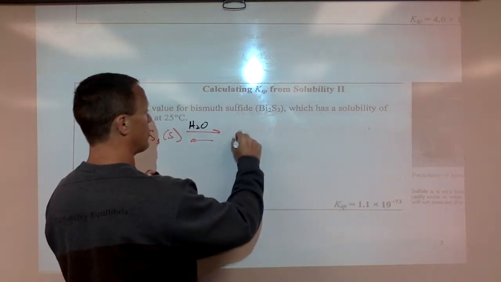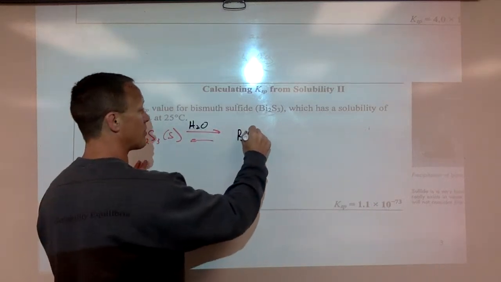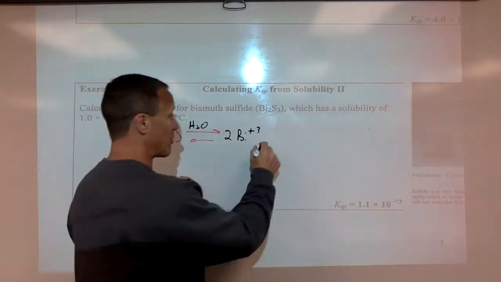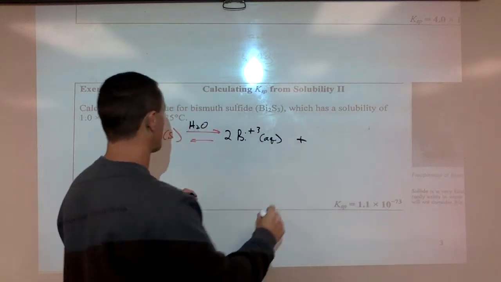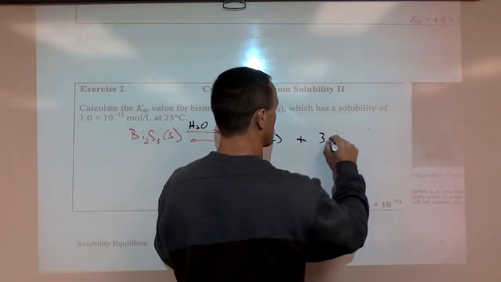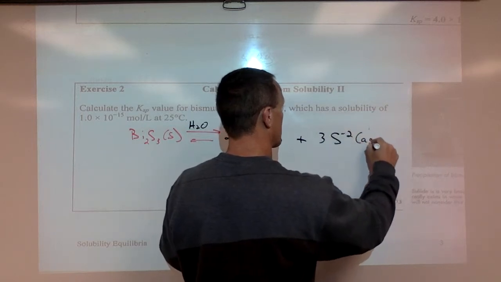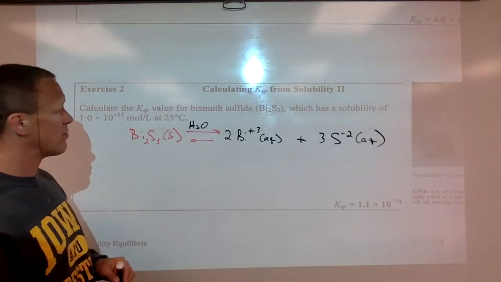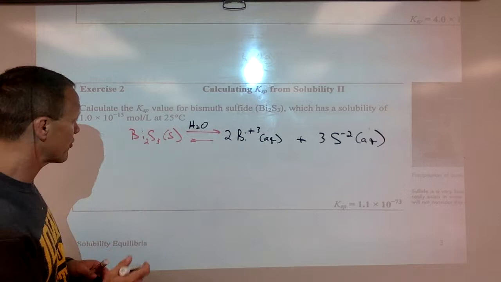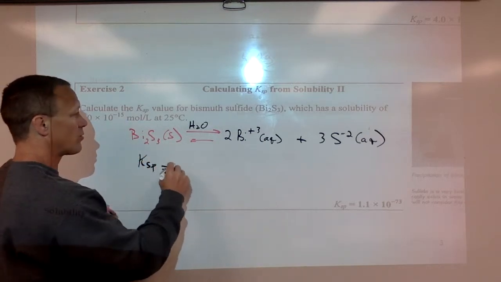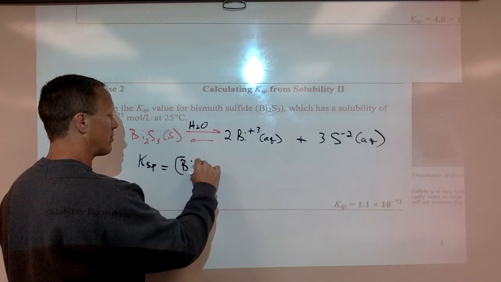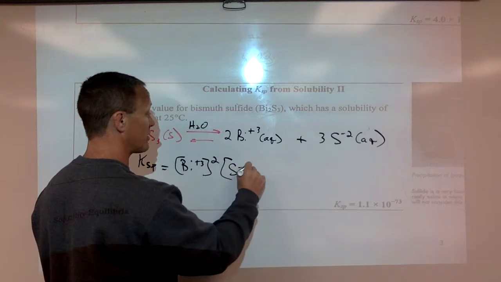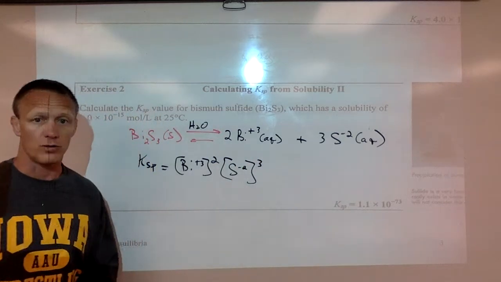So it's going to create bismuth plus 3 ions. And there's going to be 2 moles of those. Again, they will be aqueous. Plus 3 moles of sulfur negative 2 ions. So this is telling you the molarity of those. So for our KSP expression, KSP equals concentration of bismuth ions squared times concentration of S negative 2 ions cubed.